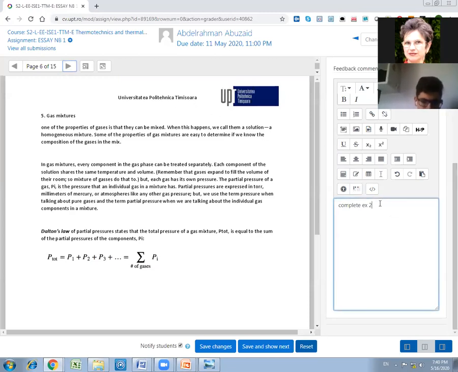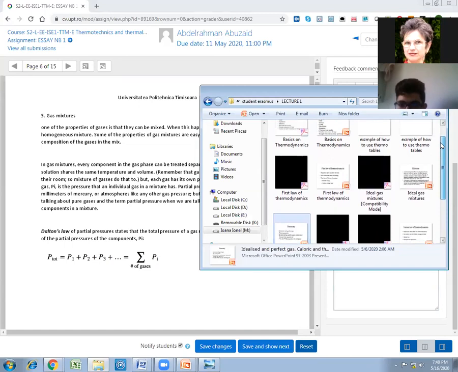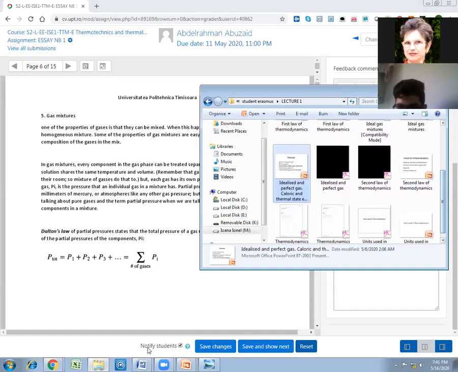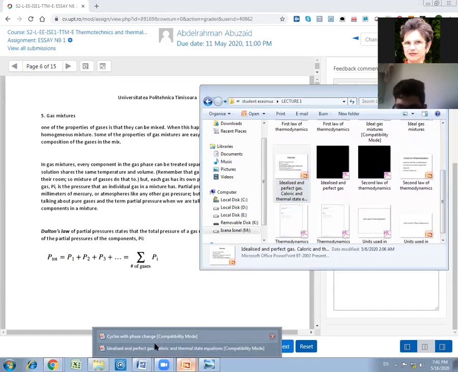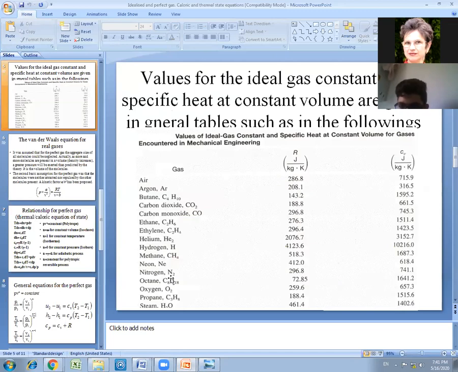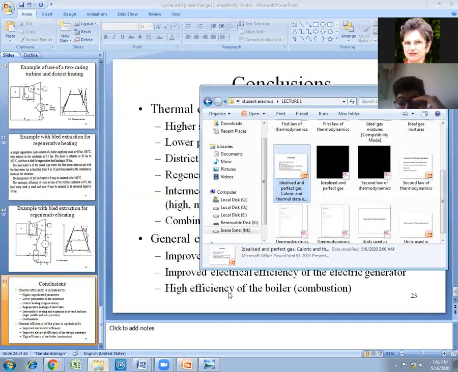The exercise 5 must be completed. You wrote me only the law of Dalton and nothing more. Look at the lesson with the mixture. Where is it? I don't know if it's here. No, it's not here. We have a lecture with a mixture.